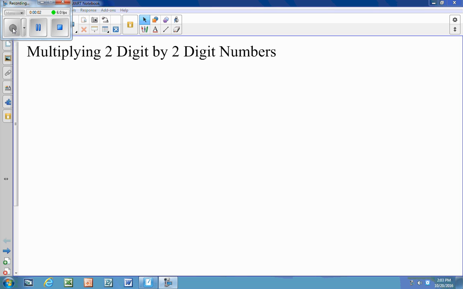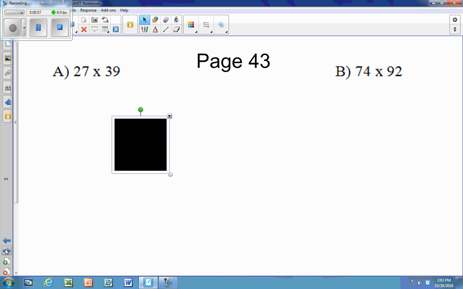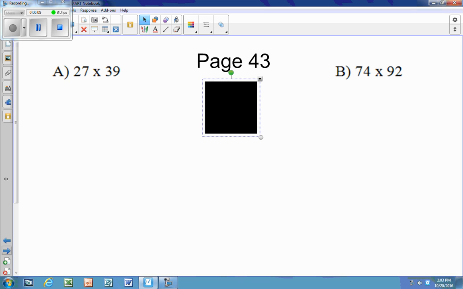Module 1, multiplying 2-digit by 2-digit numbers. So we're going to start learning how to multiply 2-digit by 2-digit numbers. As you see, there is a dark square on the board. That is an example. I'm going to use that, and I told students they can use a post-it note, which would serve the same purpose. So if you see a post-it note with your child, that's why they have that.